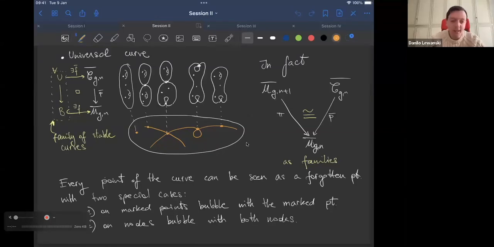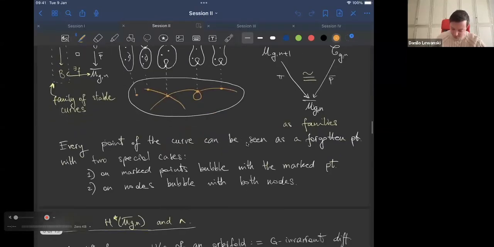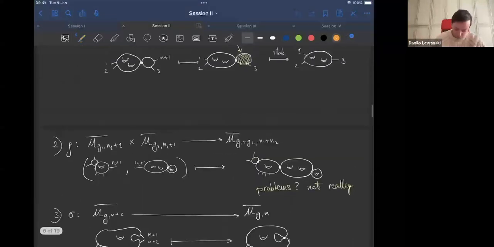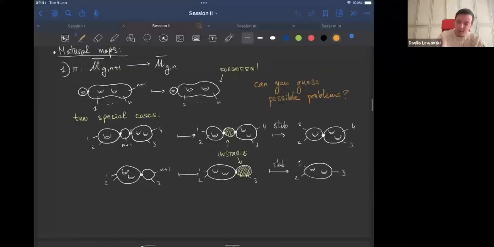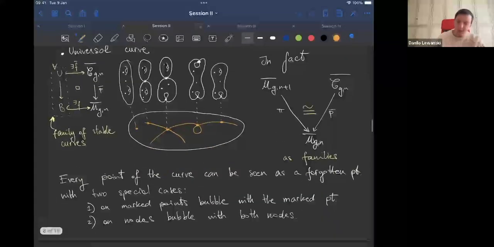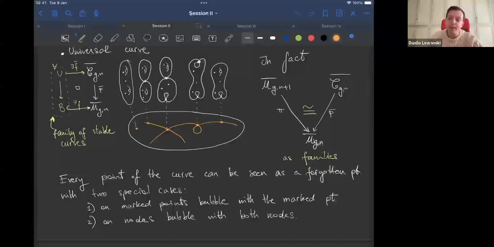Very good. And then every point of the curve can be seen as the forgotten marked points with two special cases. On the marked points, you have a bubble with the marked point, and on the nodes, a bubble with both nodes. So these are exactly the two cases that we've seen before, in which you have an unstable component that gets shrunk. And so with this trick, you can actually prove that the universal curve C_{g,n} bar is the same as M_{g,n+1} bar.